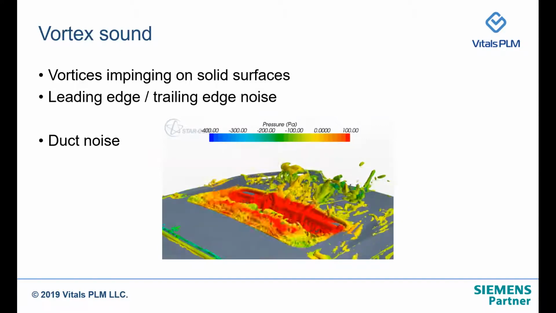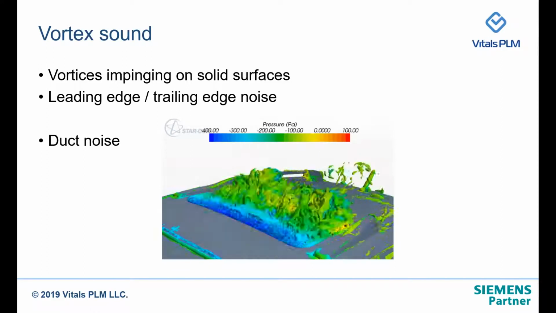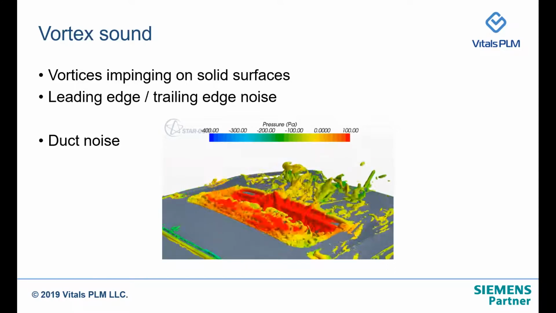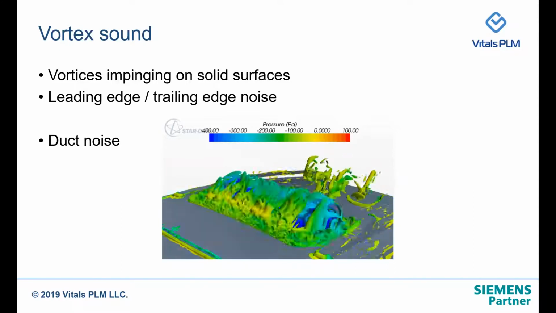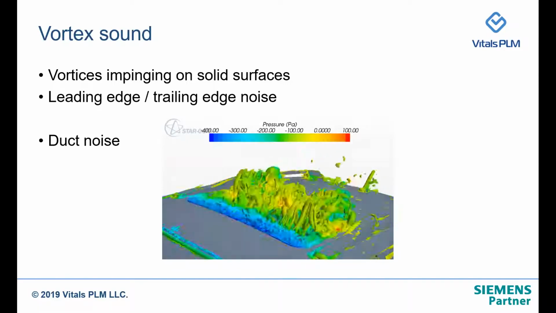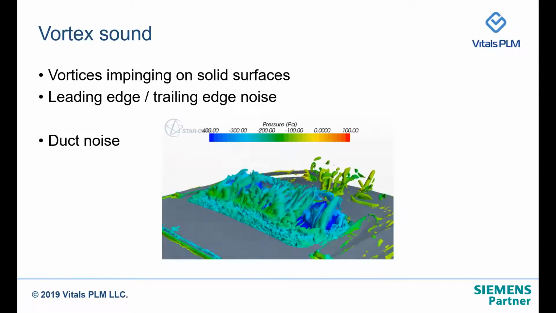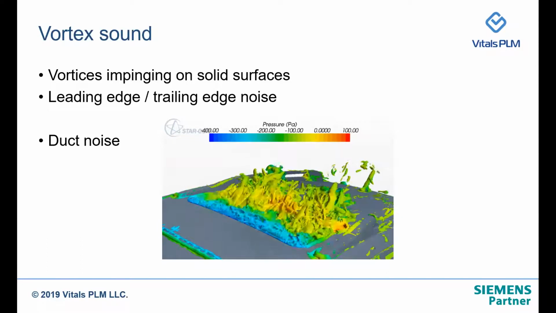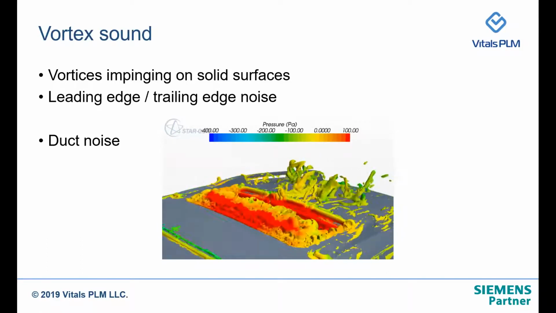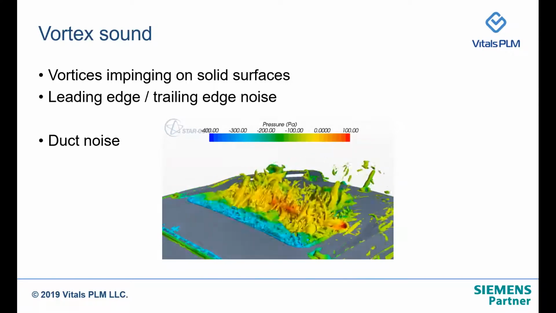The vortex sound: when vortices impinge on solid surfaces, they could become a source for the sound. Here, one example would be leading edge and trailing edge noise, and also duct noise inside a duct. If there is a rushing flow, and because of that there is flow separation, we see a lot of vortices being generated, and when the generated vortices interact with the surfaces downstream, that would become an example of vortex sound.